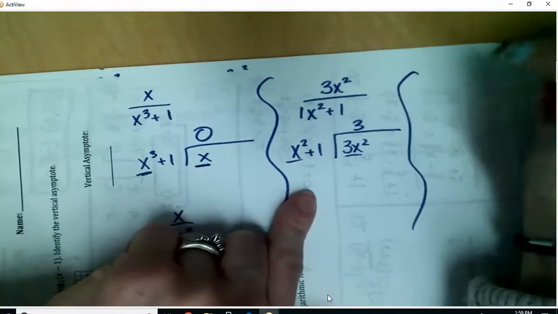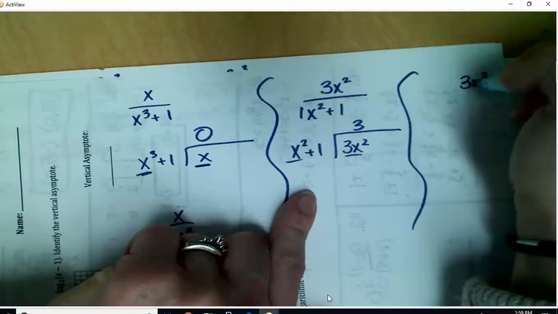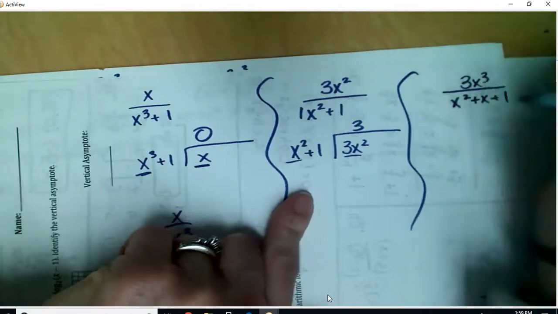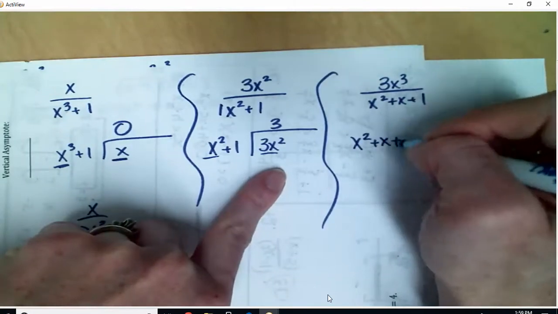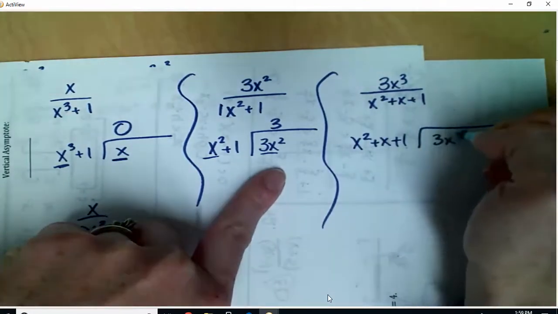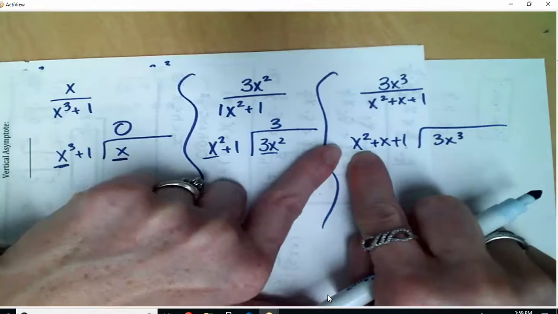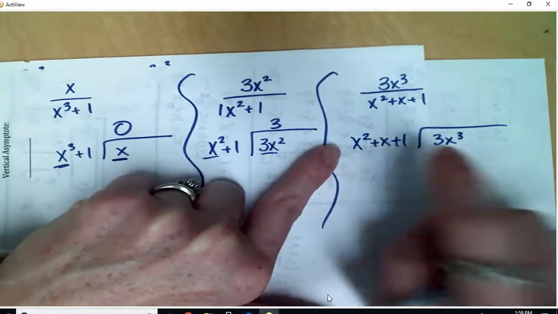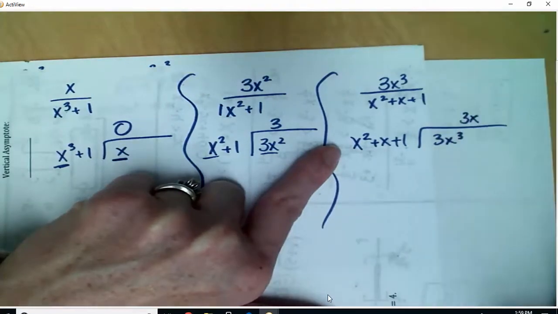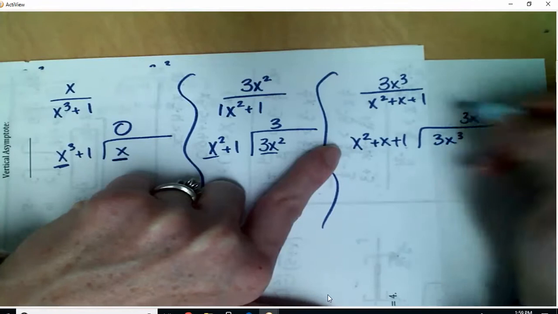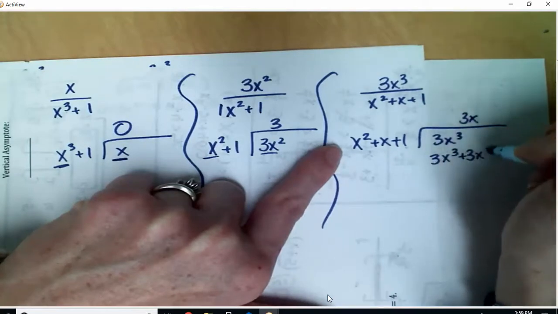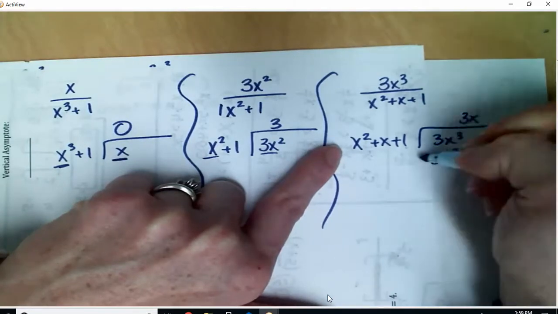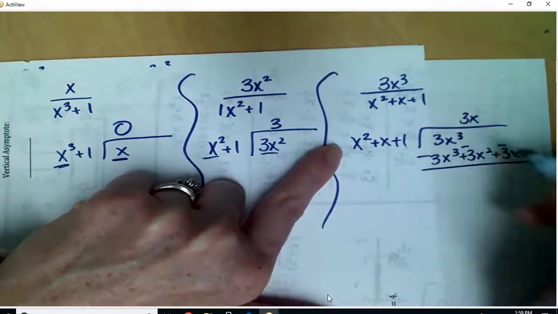When the top is 1 bigger, that's when we're able to do the long division. Okay, 3x cubed divided by x squared is 3x. And if you multiply, you get 3x cubed plus 3x squared plus 3x. Change your signs.